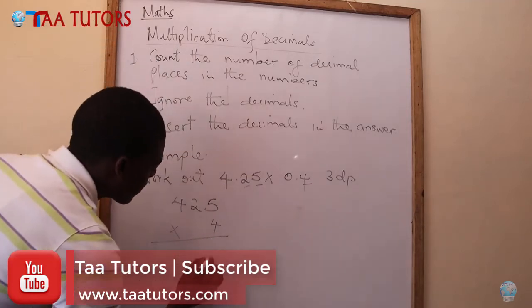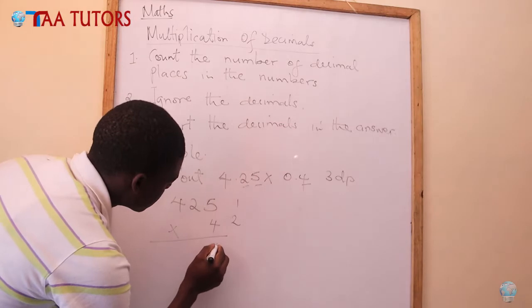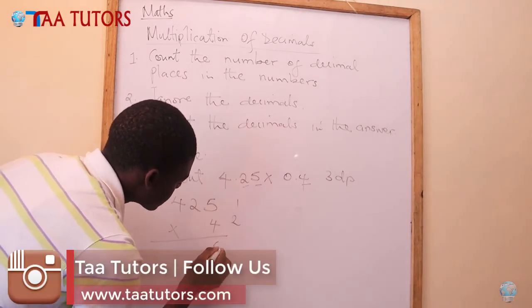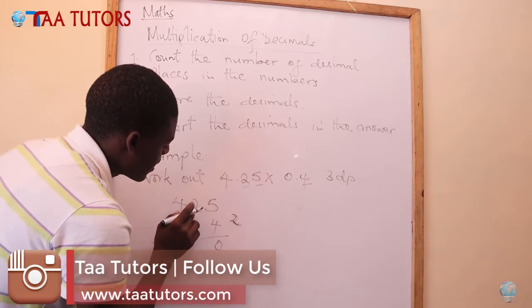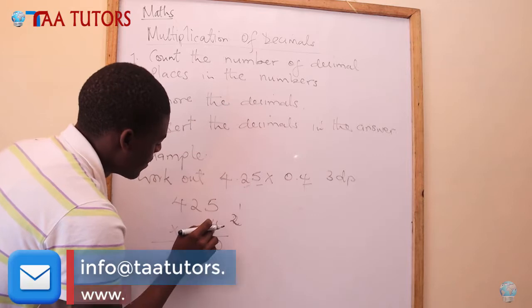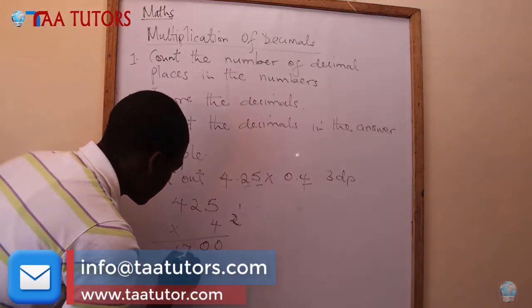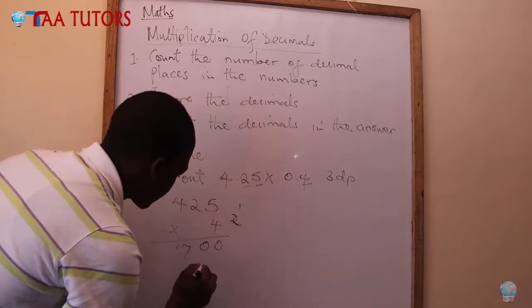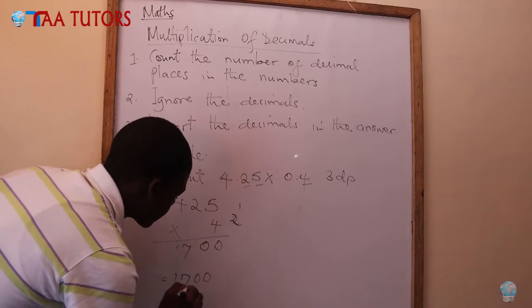When we multiply here, we will have 4 times 5, 20, we write 0 and carry 2. Then 4 times 2 is 8. 8 plus 2 we carried, that is 10. We write 0, we carry 1. 4 times 4 will be 16 plus 1, 17. So the product we are getting is 1700.